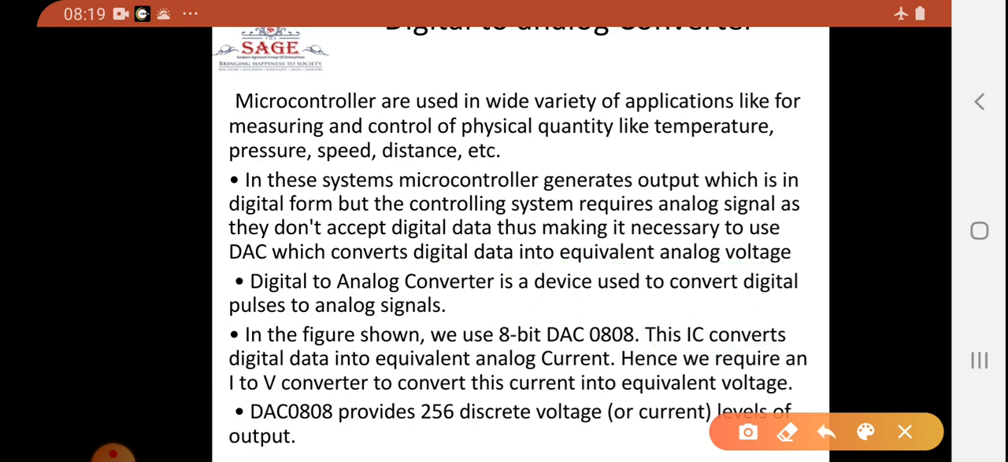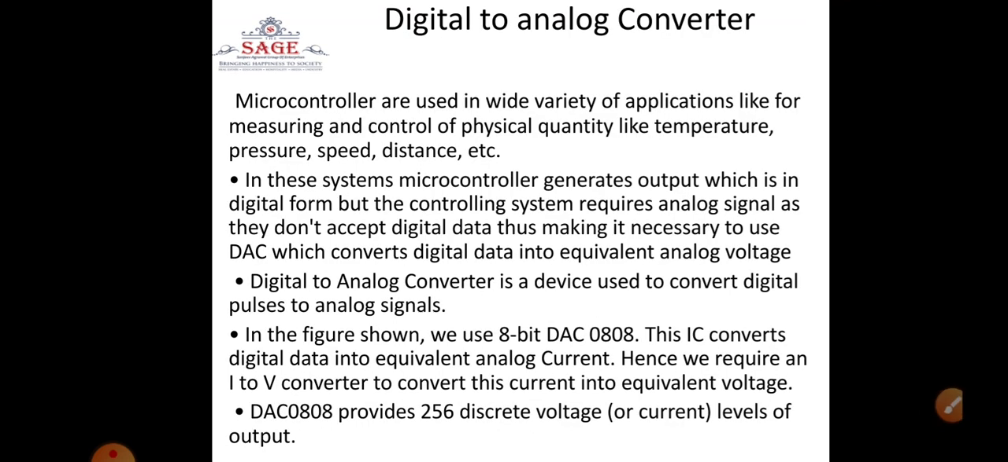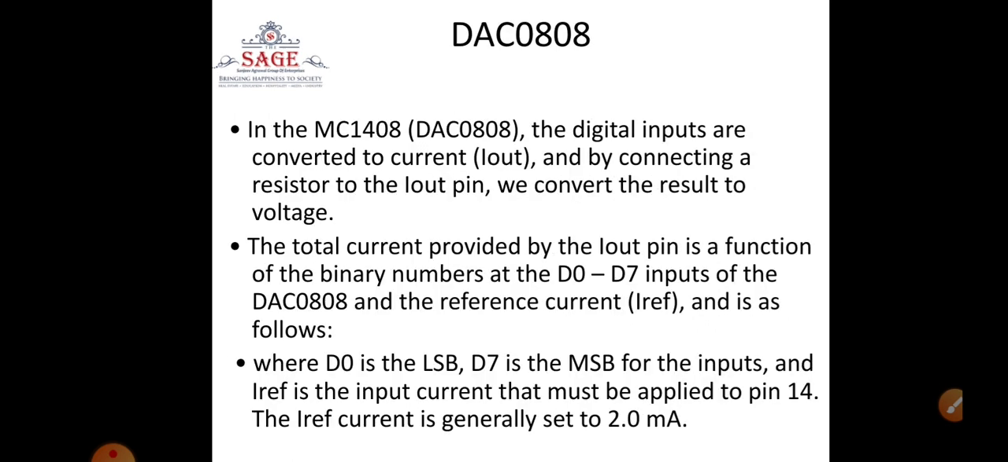So now it is clear why we use the digital to analog converter to control the various applications which require analog signals to control them. Since the controlling device is a microcontroller, it produces the data in digital form, but the devices operate on the analog signal. That's why we require the digital to analog converter.